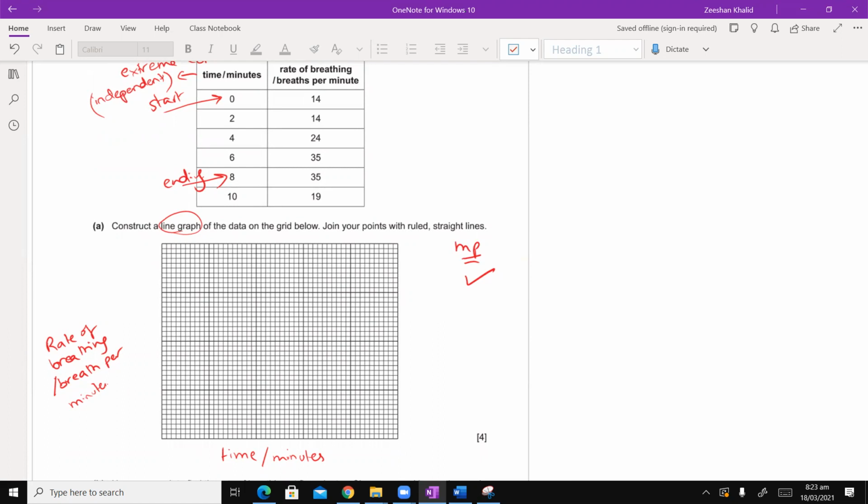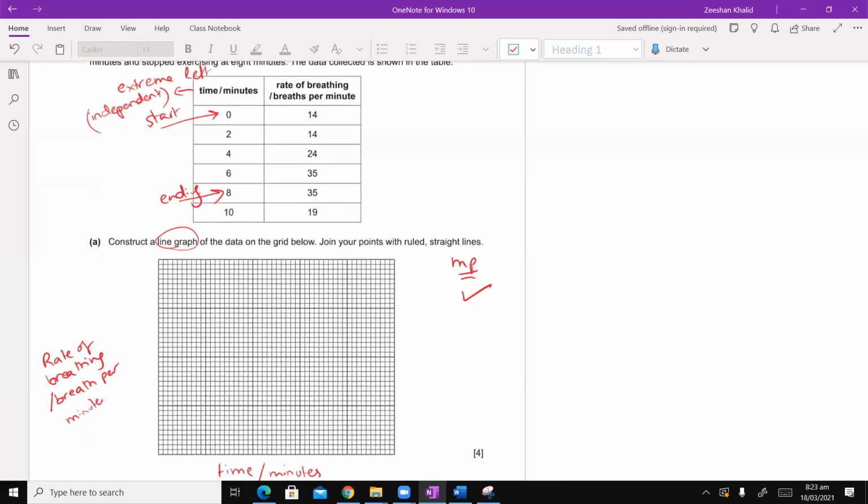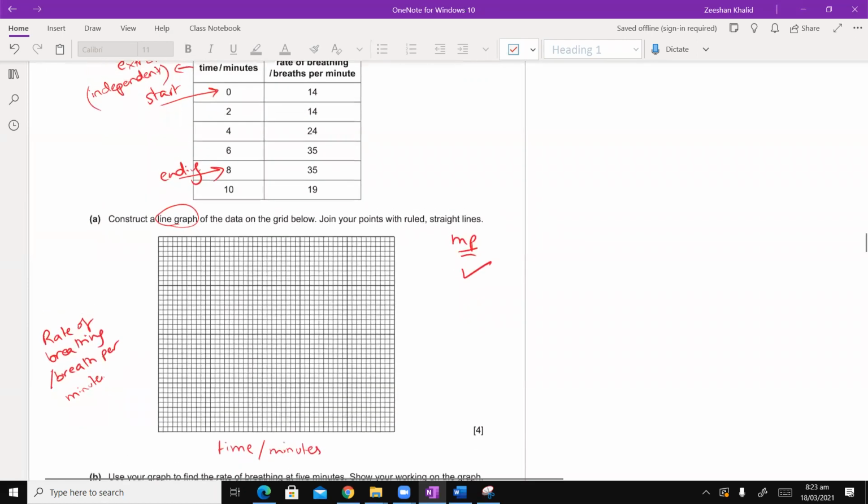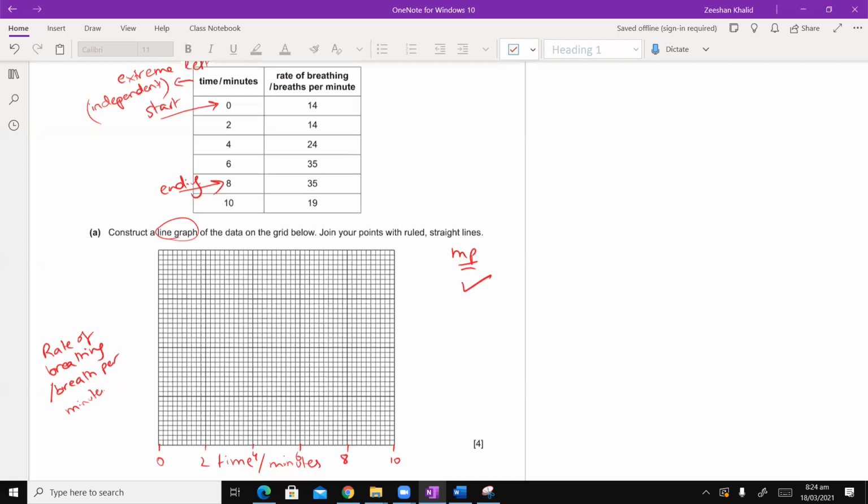Okay, now the second marking point is going to be the selection of scale. If you look at the x-axis and the independent variable in the table given, you will see that they have given values till 10. So simply what I'll do is I have to ensure that I use at least 60% of the given grid, ideally the entire grid. So what I'll do is I'll mark this point as 0, this as 2, this as 4, this as 6, this as 8, and this as 10. Okay? So in that way, very easily you can see I can use the entire graph.